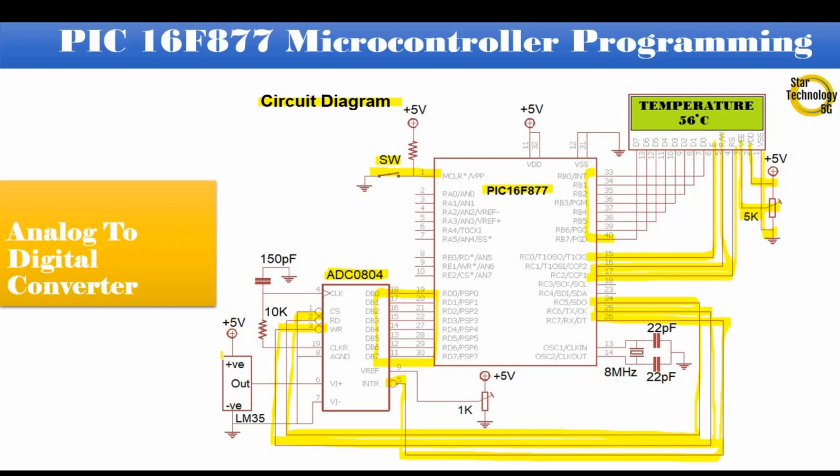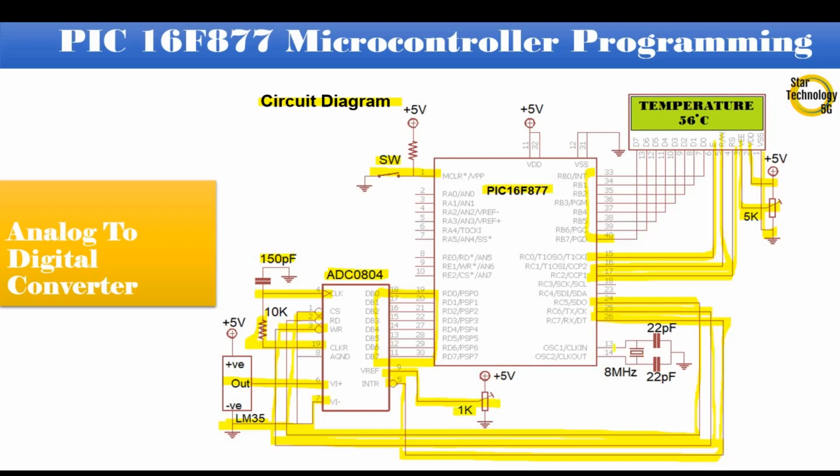It is the LM35 temperature sensor. The V analog positive pin is interfaced with the output of the LM35. The V analog negative pin is interfaced with ground. The clock reset pin is interfaced with a 10K resistor. The clock in pin is interfaced with a 150 pF capacitor. VREF is interfaced with a variable resistor and its value is 1K.